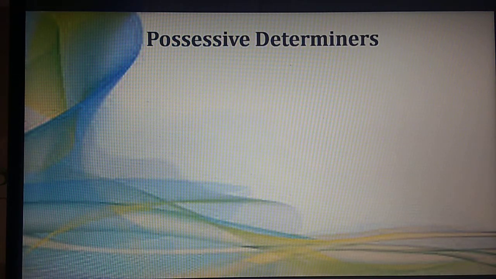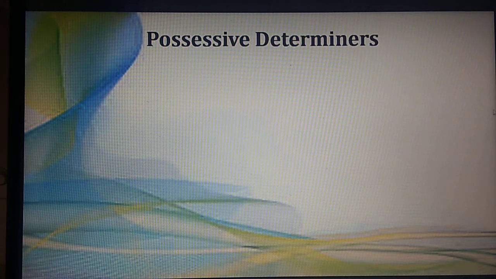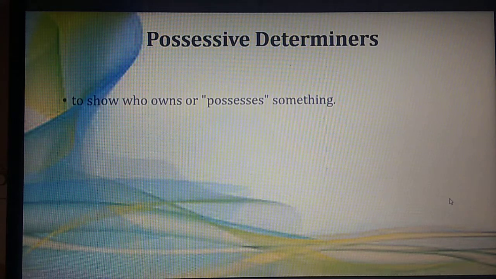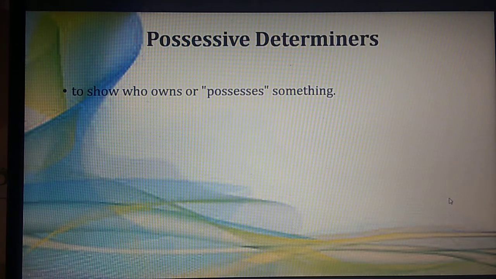And the last form of determiners is possessive determiners. Now what do you mean by possessive? Possessive comes from the word possession. Possession means what? Something that you own. Something that belongs to you or to somebody. So it talks about possession, ownership of something.